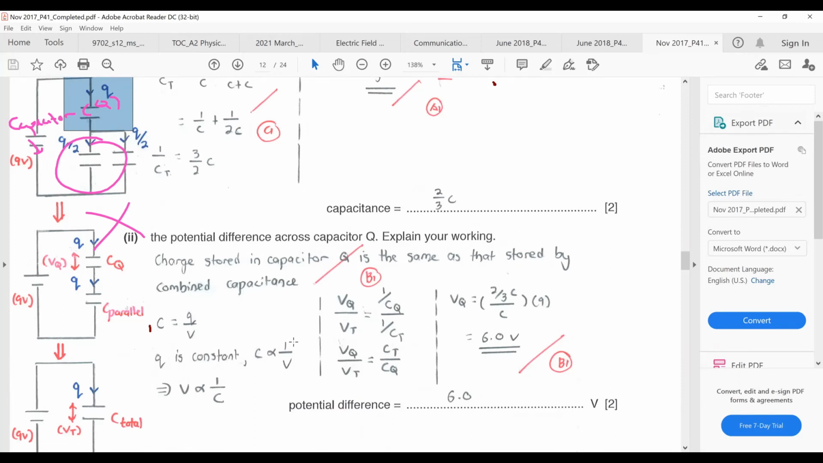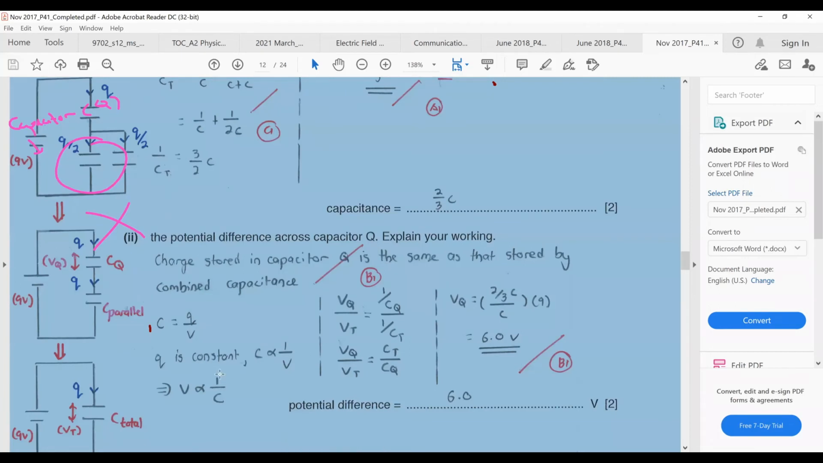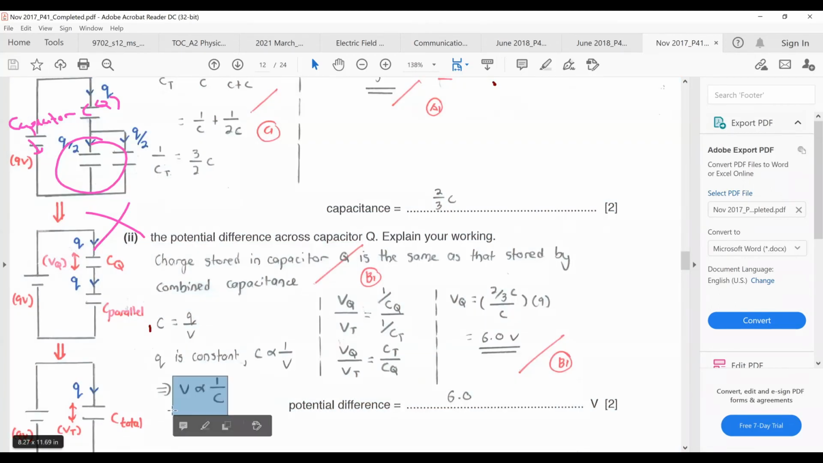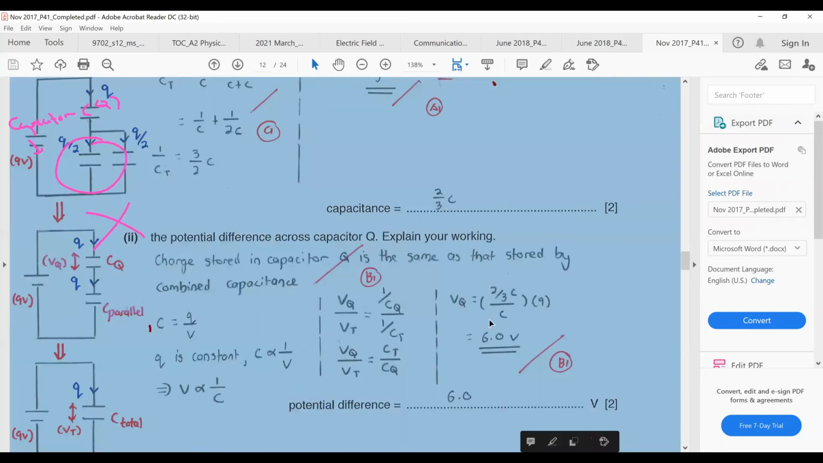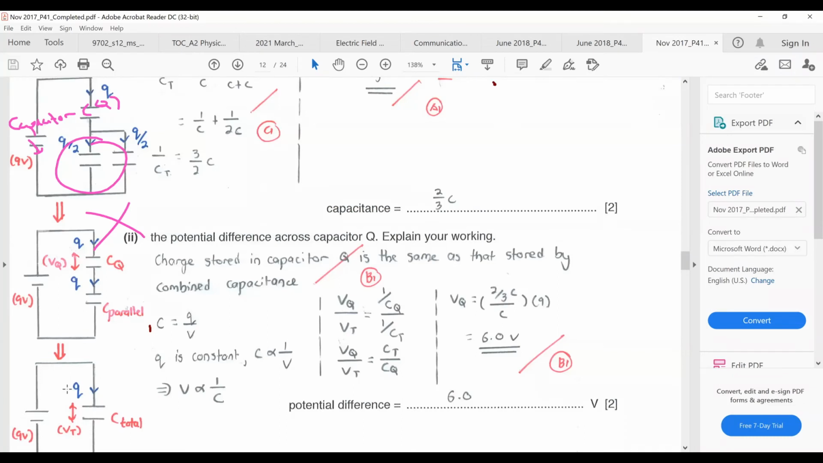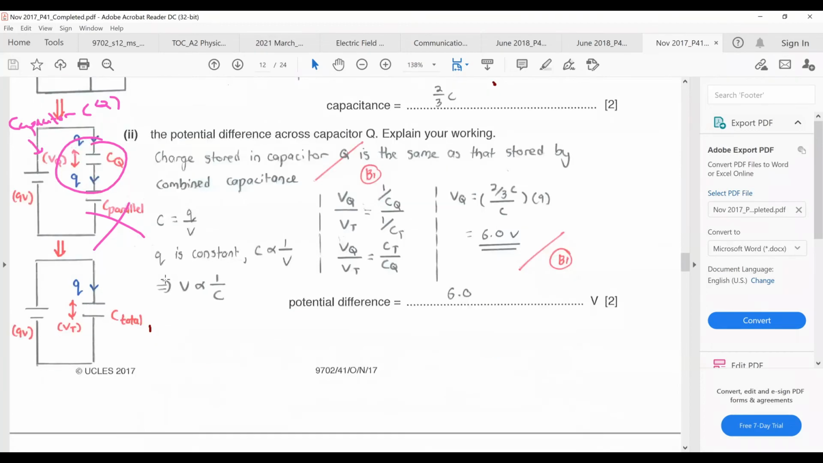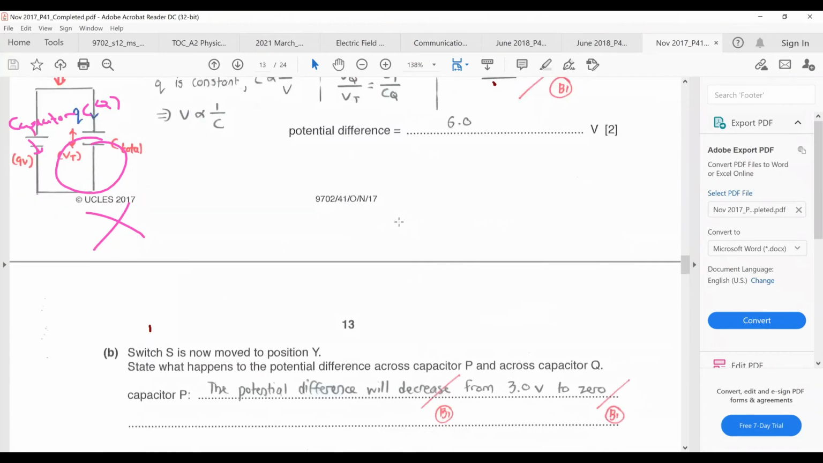Capacitance is actually inversely proportional to voltage, or voltage is inversely proportional to capacitance. So VQ to VT is actually CT to CQ. You know CT, you know CQ in terms of C. Then you know VT also. VT is actually your total voltage. So you get your answer as 6 volts. Okay? Then you get this answer. Right? So this one is your answer for this.